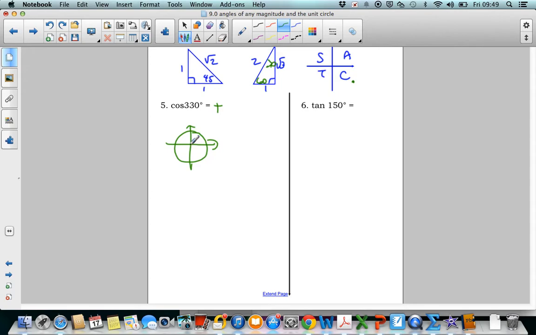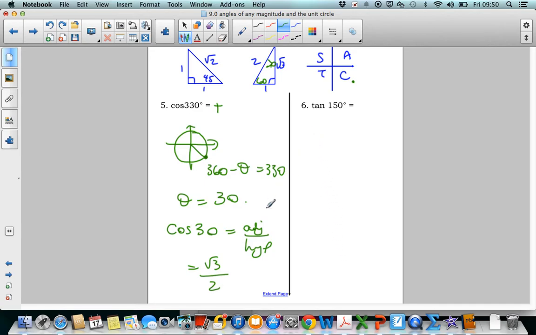And so we know in that quadrant, the fourth quadrant, that we always do 360 minus theta. So 360 minus theta would be equal to 330. Doing some very easy maths, theta has to be 30 degrees. So cos 330 is the same as cos of 30. Now we need to go to our triangle up the top. Cos is adjacent over hypotenuse. And so from our triangle, remember we're going from 30 degrees, adjacent is root 3, and the hypotenuse is 2. So cos 330 is the same as root 3 over 2.